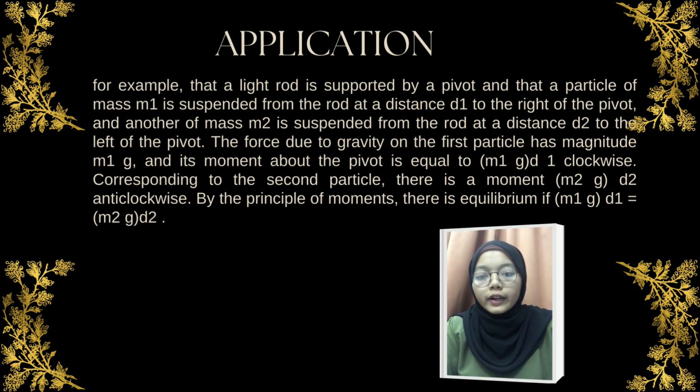The force due to gravity on the first particle has magnitude m1g, and its moment about the pivot is equal to (m1g)d1 clockwise. Corresponding to the second particle, there is a moment (m2g)d2 anti-clockwise. By the principle of moments, there is equilibrium if (m1g)d1 equals (m2g)d2.